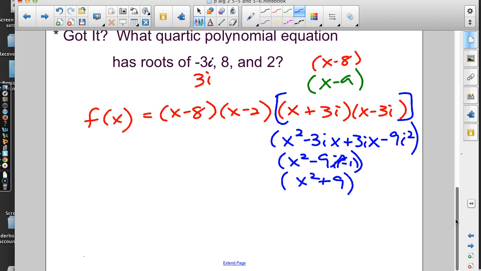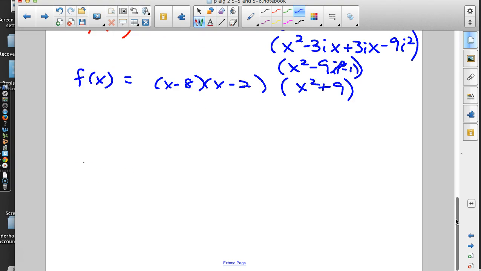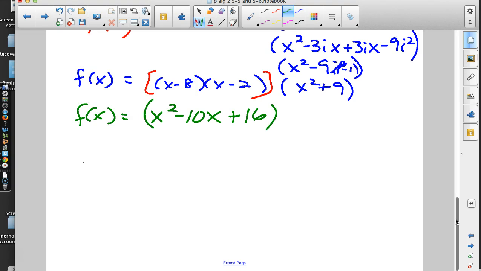And now we just need to get our little x minus 8 and x minus 2 back into the picture. And I'm pretty sure we already know how to multiply those. So let's do FOIL on those two. See what we get. First times first is x squared. Outside times outside is negative 2x. Inside times inside is negative 8x for a grand total of negative 10x. And then negative 8 times negative 2, plus 16.